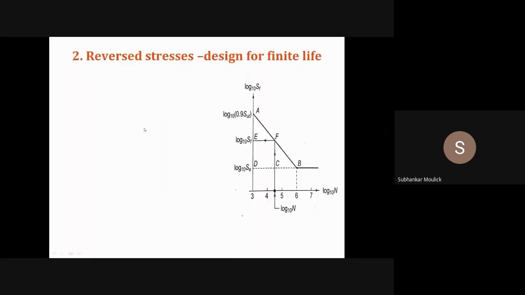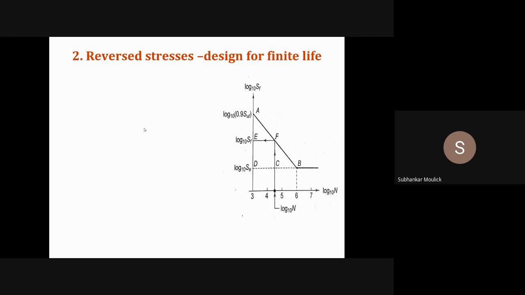So the next part is, if a component is having some finite life, say a component is failing after 10 to the power 3 cycles, after 10 to the power 4 cycles, or after 4 hours, or after 10 days. That means the component is having some finite life. So when a component is having some finite life, how does the failure occur on the basis of fatigue?